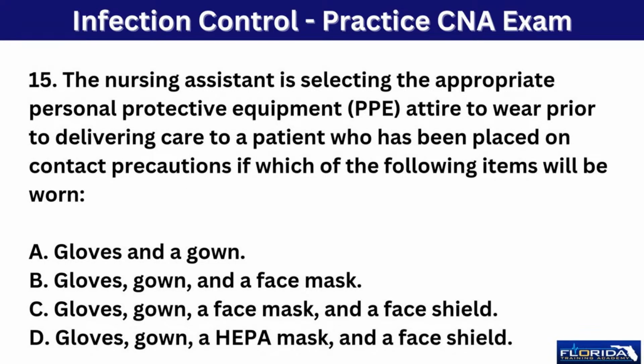The nursing assistant is selecting the appropriate personal protective equipment, known as PPE, attire to wear prior to delivering care to a patient who has been placed on contact precaution. Which of the following items will be worn? A, gloves and a gown. B, gloves, gown, and a face mask. C, gloves, gown, a face mask, and a face shield. D, gloves, gown, a HEPA mask, and a face shield. A, B, C, or D? Drop your answers in the chat. Let me know what you think it is.